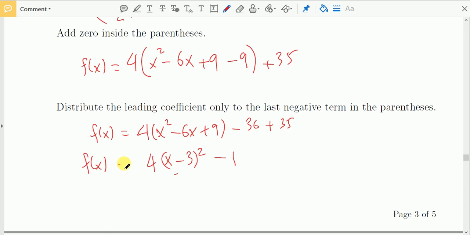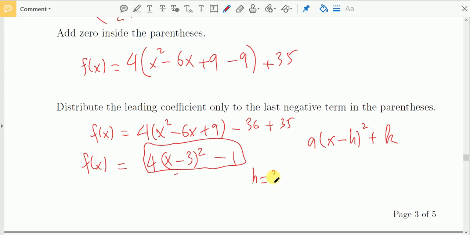So we end up with the standard form, which is a times x minus h squared plus k. Now it's exactly the same thing. A is 4, h now is 3, and k now is minus 1. So the vertex should be 3 and minus 1, (h, k).